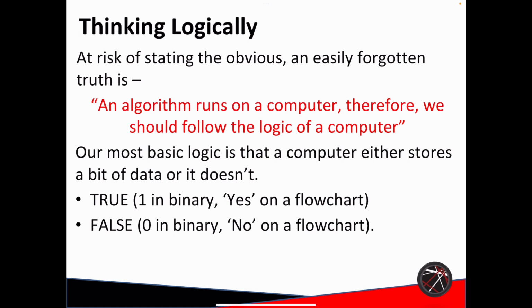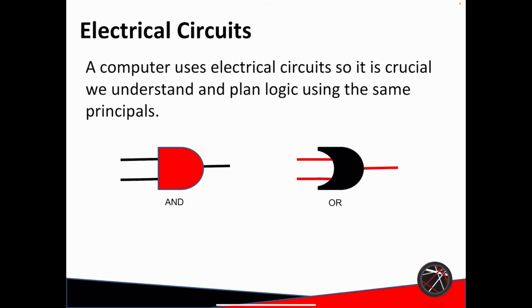So in other words, what we're trying to do is, by thinking in the same way as the computer, we are therefore able to work out algorithms and logic and processes that will actually work on the computer itself. So again, another feature of a computer is the electrical circuit itself. And obviously we have different logic gates that work with this. Simple example, we've got an AND and an OR gate.